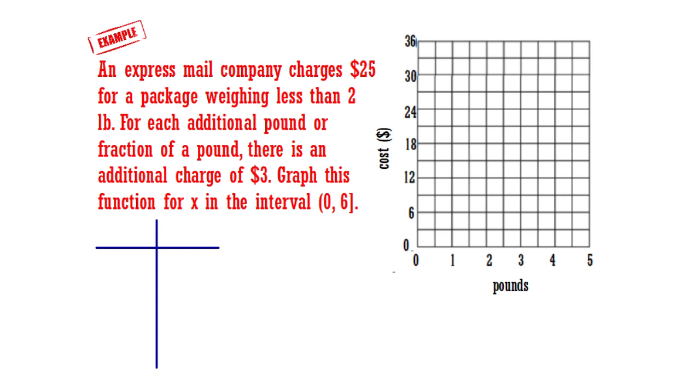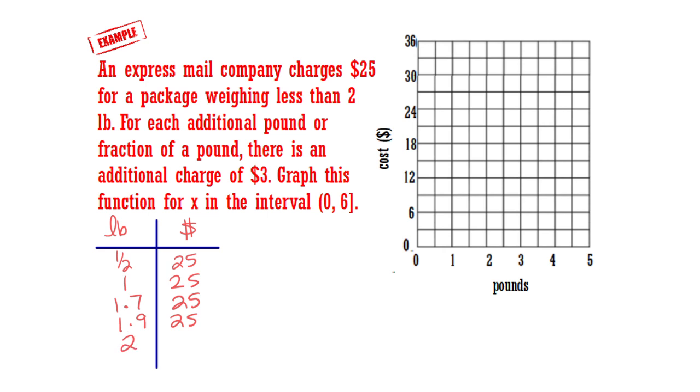Okay, so what we want to do here is go ahead and make a table. Pounds on the left, what it's going to cost on the right. So if I were to have a half-pound package, it's going to cost me $25. If it was 1 pound, it's still going to cost me $25. If it was 1.7 pounds, it's going to cost me $25. If it's 1.9 pounds, it's going to cost me $25.